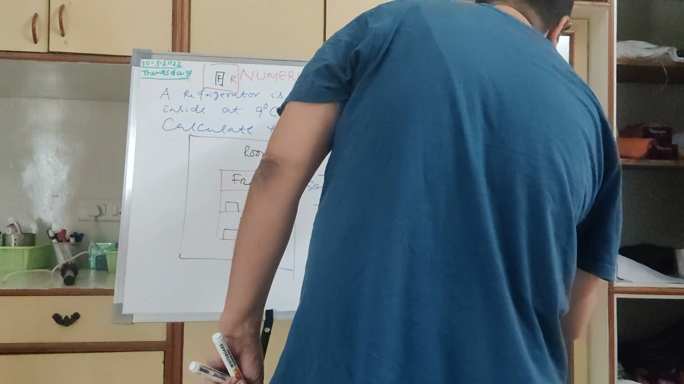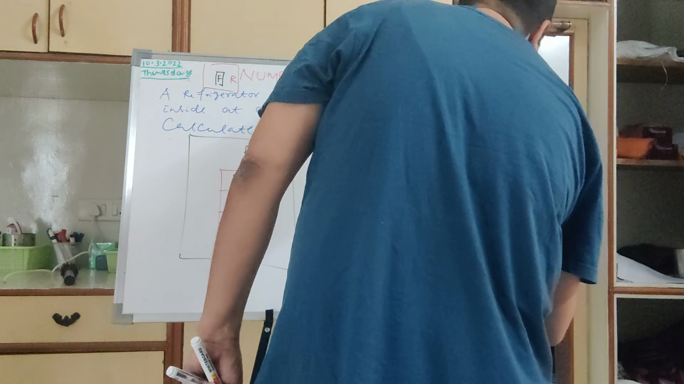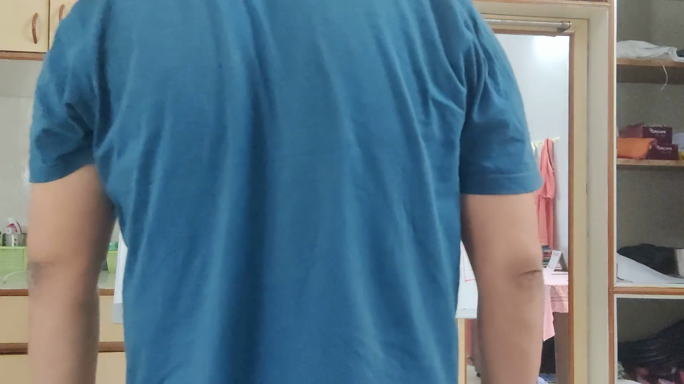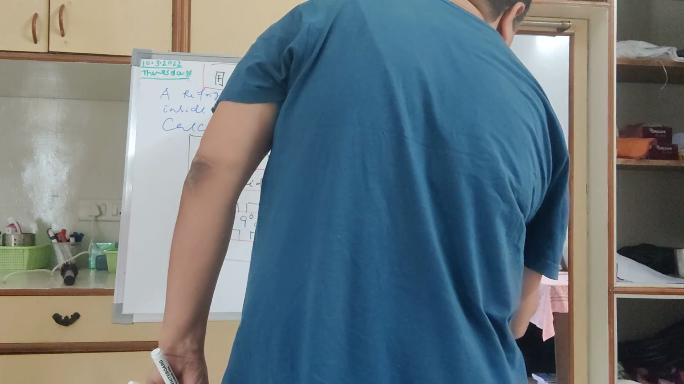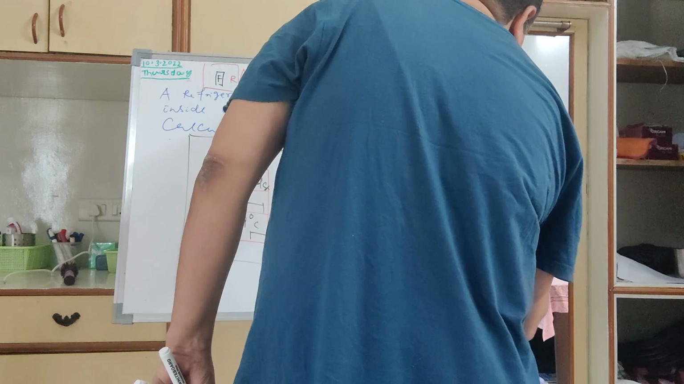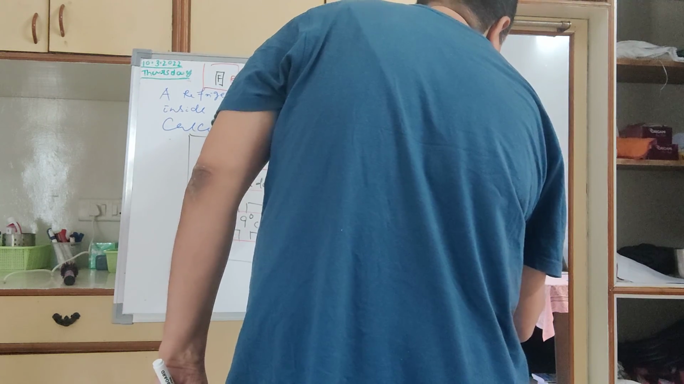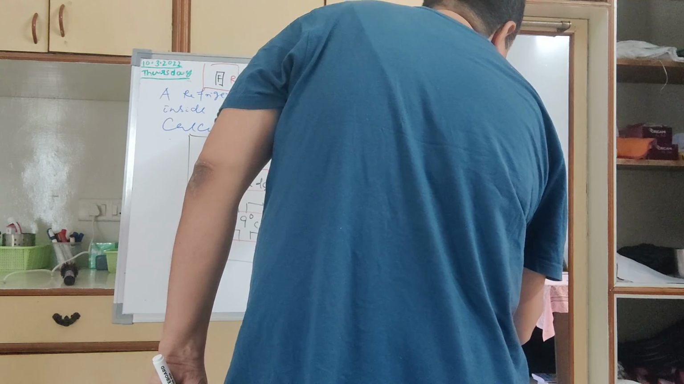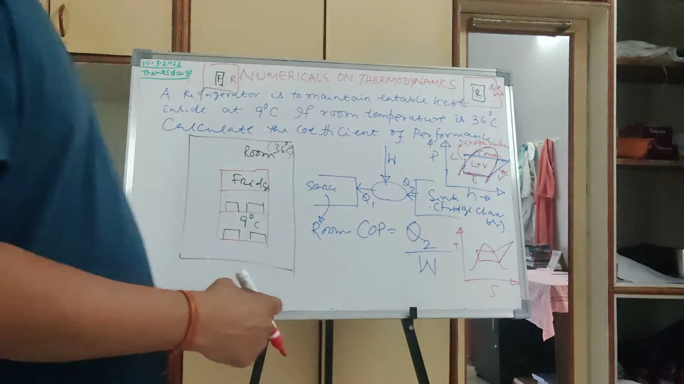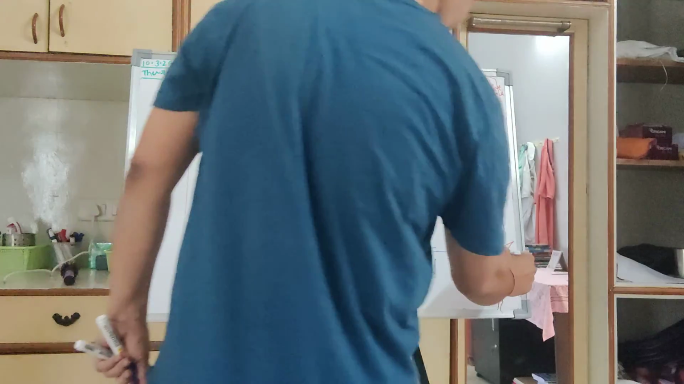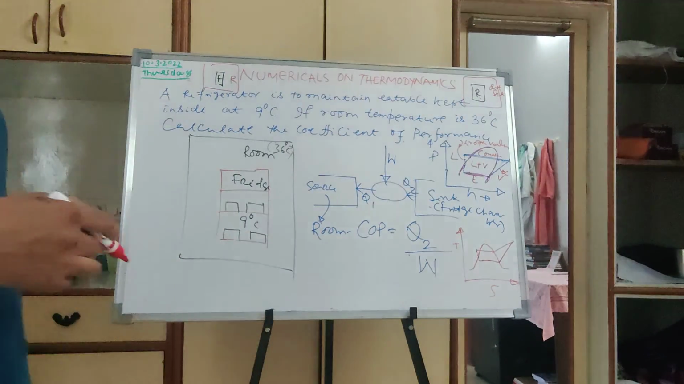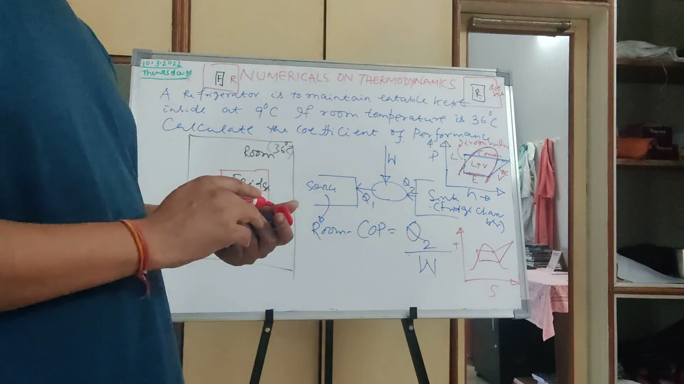Then it will go like this. It will come down like this. Then it will go like this, and corresponding to this, we draw it like this. It will become a TS diagram. Okay, here T and here S. S is nothing but entropy.